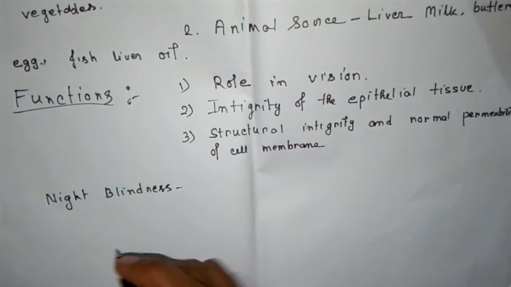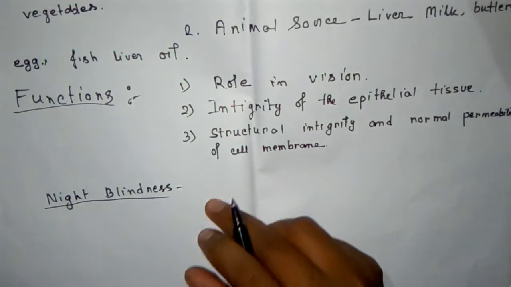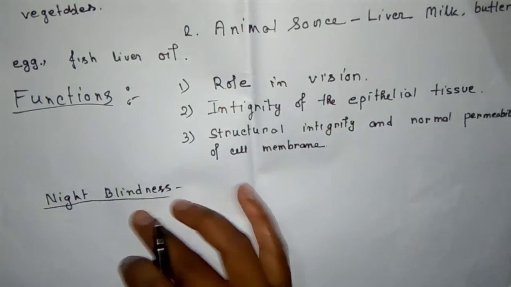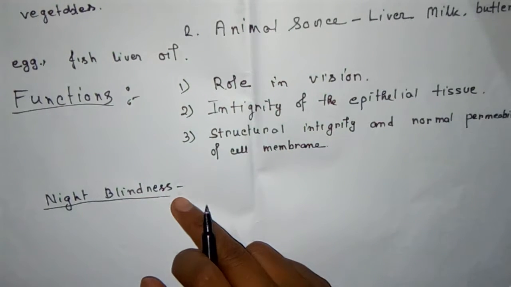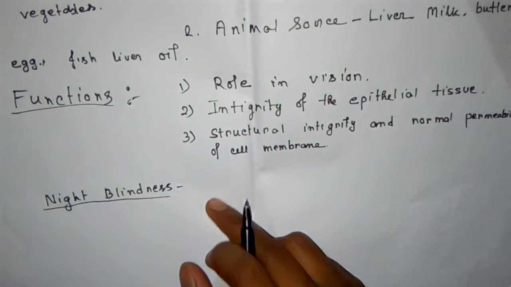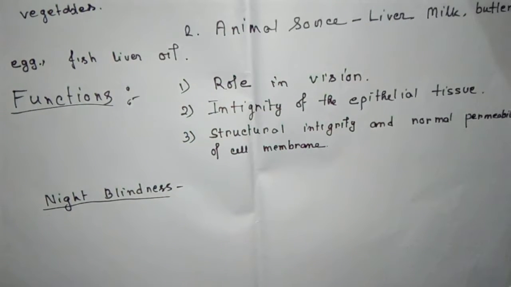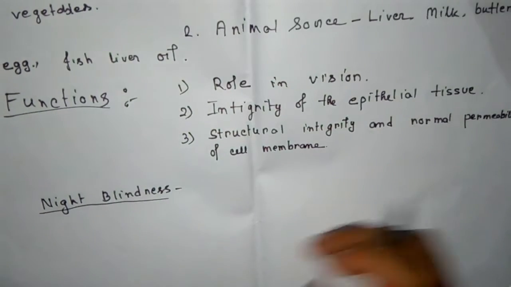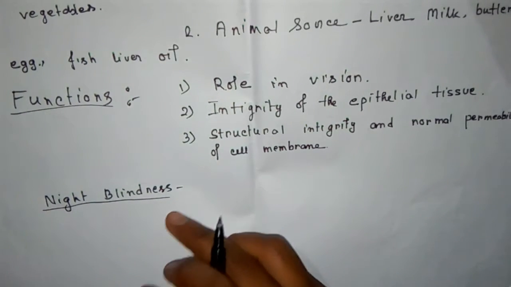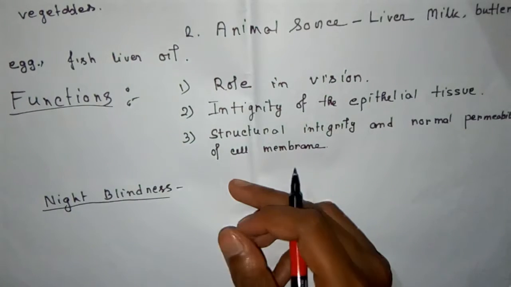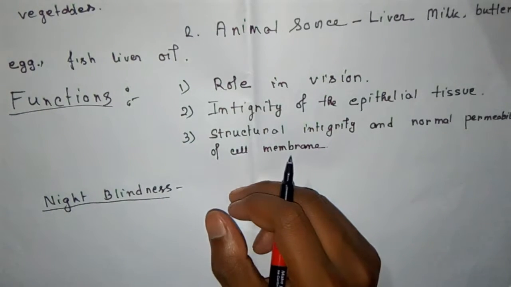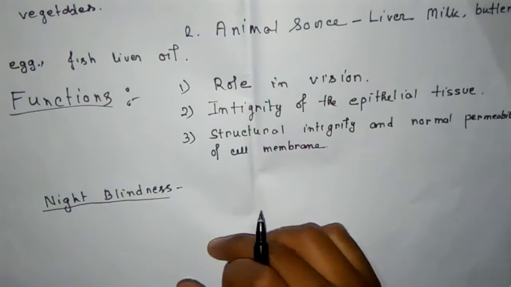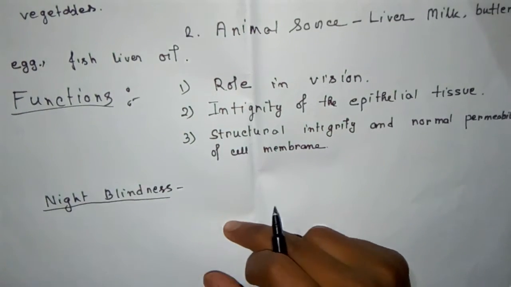So the patient cannot read or drive in poor light. These are the deficiency manifestations of vitamin A. In this, dark adaptation time is increased.